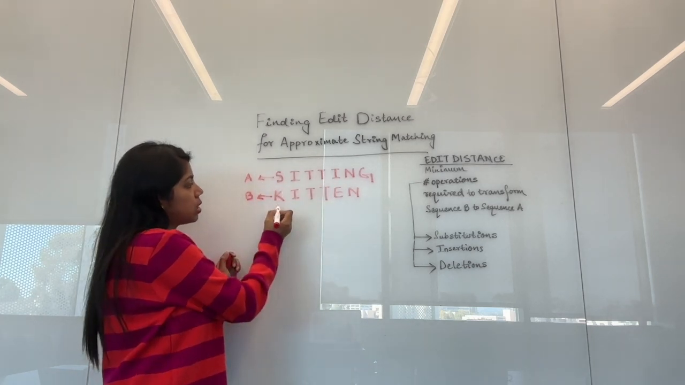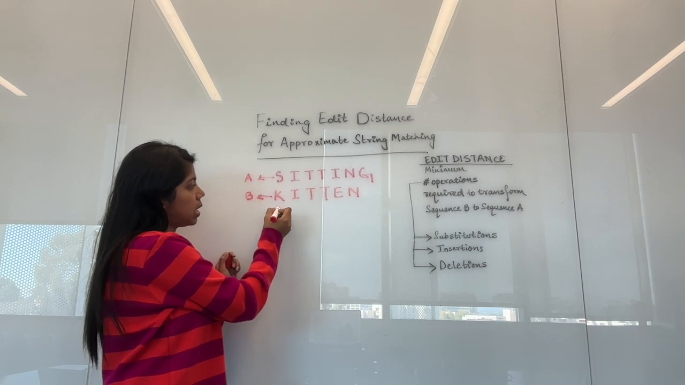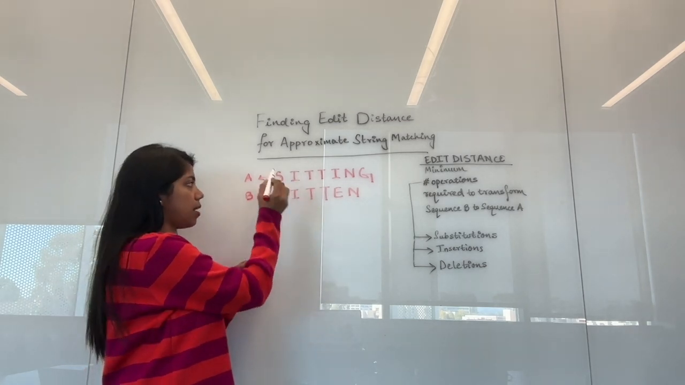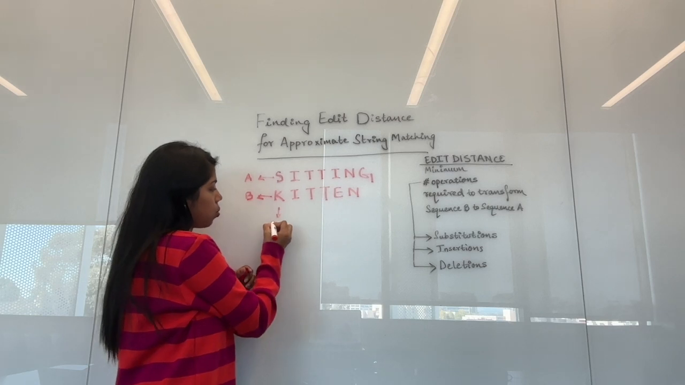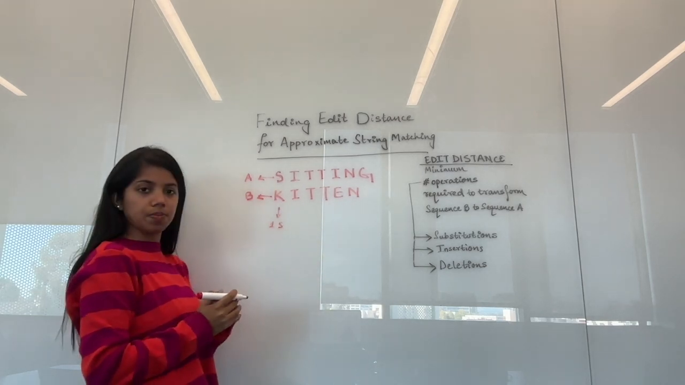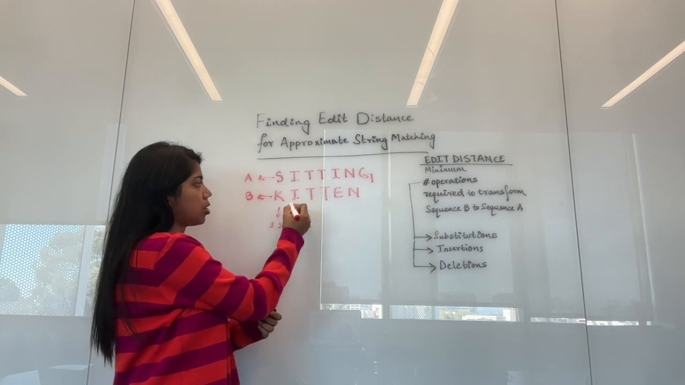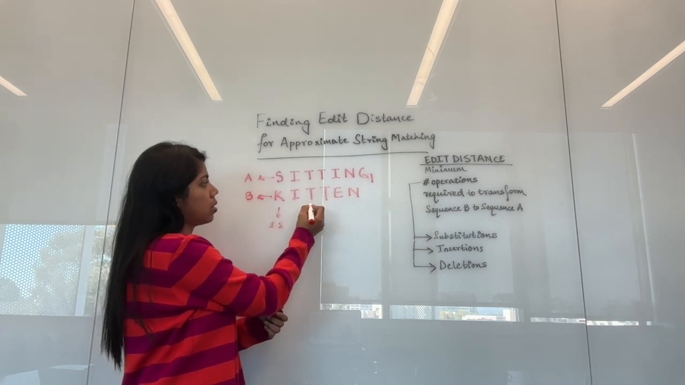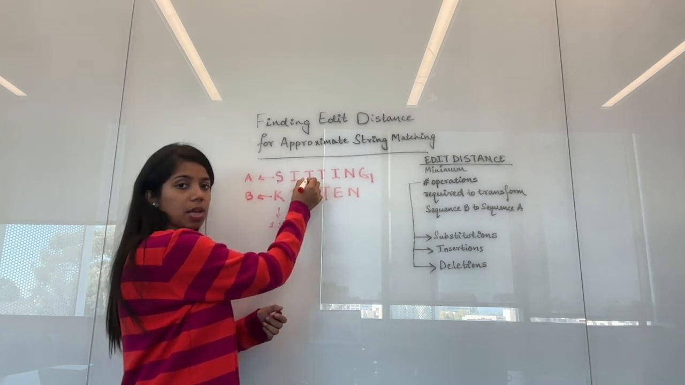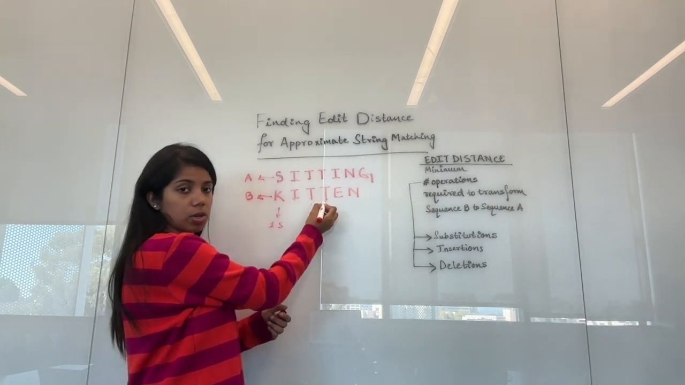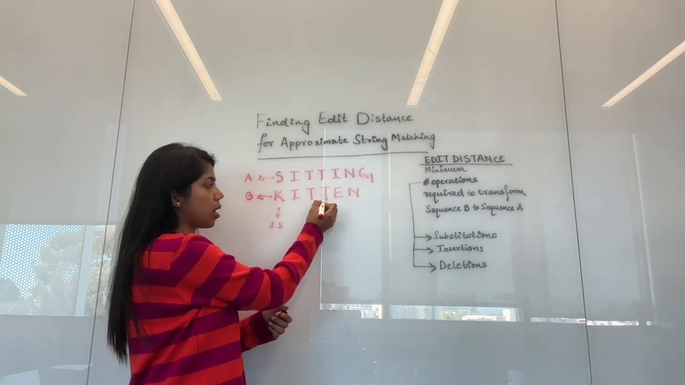Now first, in the first location we see K does not match with S. That means we need to substitute K to become S. So this requires one substitution operation. This I and I perfectly match, so we don't need any operation. T and T perfectly match. Here also we don't need anything. Same goes for these two characters as well.